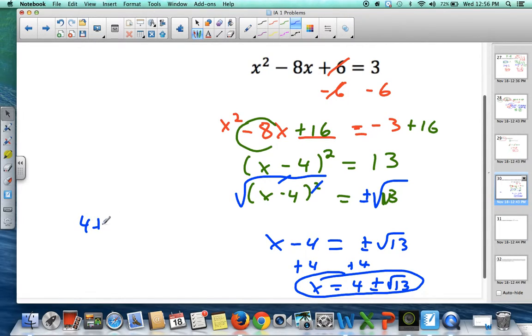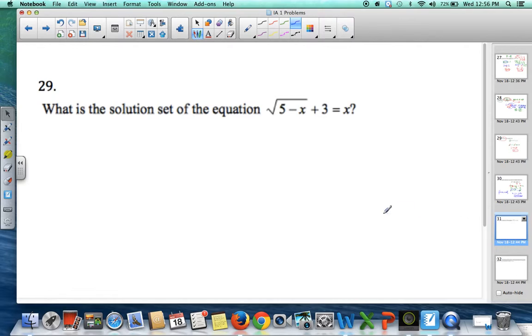If you wrote 4 plus the square root of 13, and 4 minus the square root of 13, that would also be correct. That would work too. All right, 2 more problems.